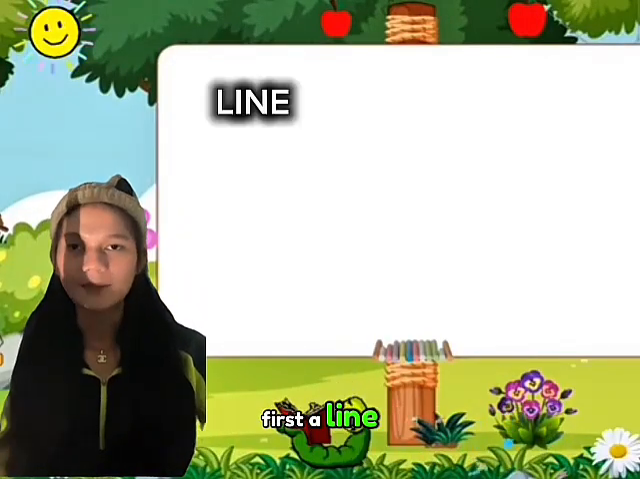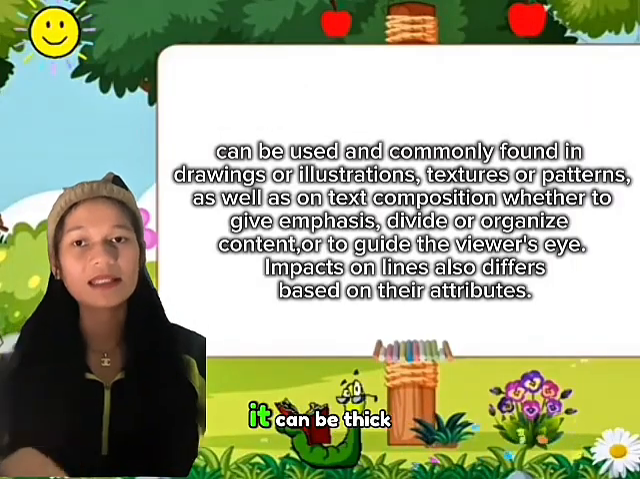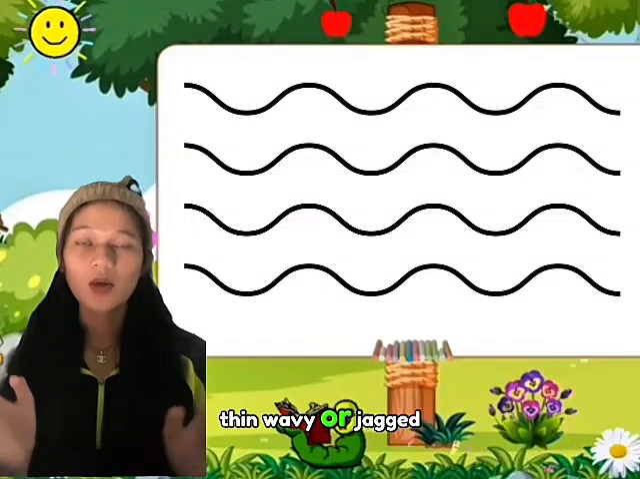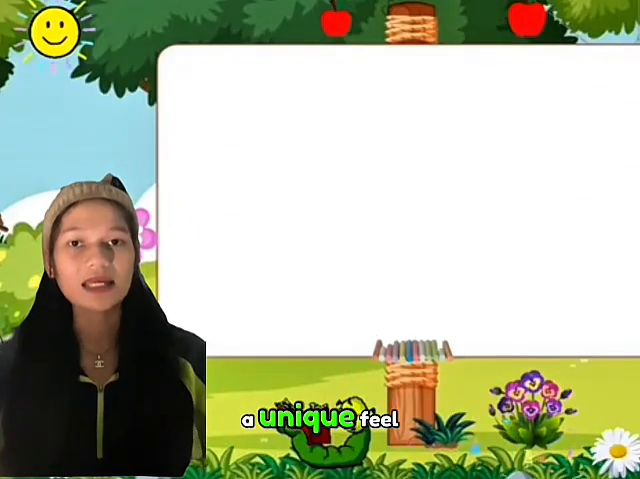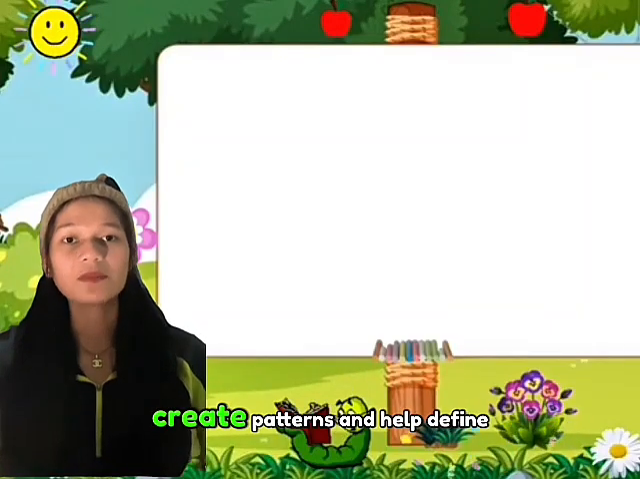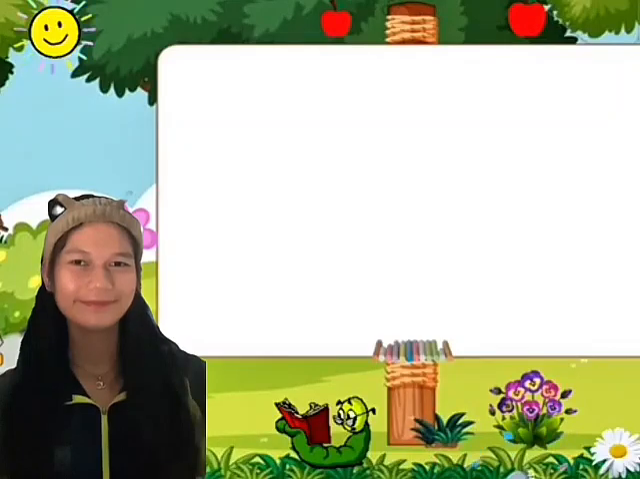First, a line. A line connects two or more points. It can be thick, thin, wavy, or jagged, and each variation gives it a unique feel. Lines guide the viewer's eye, create patterns, and help define shapes and structures.